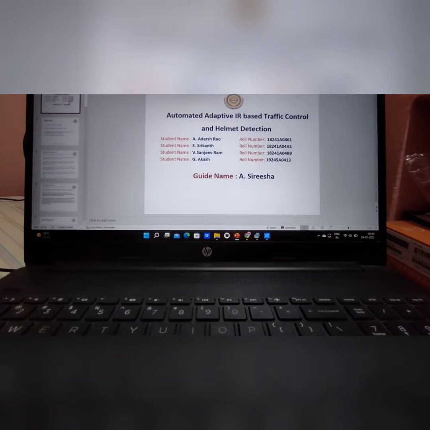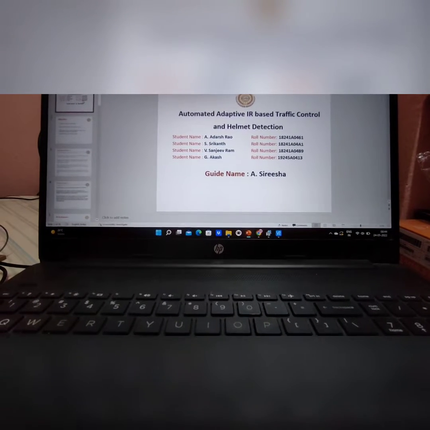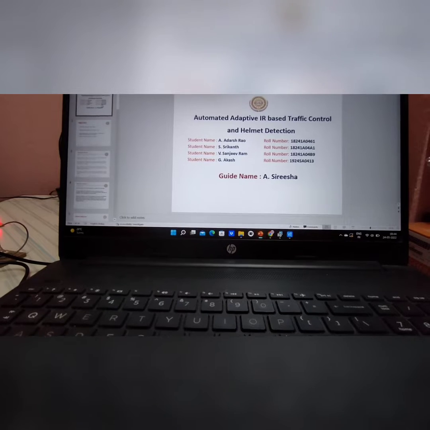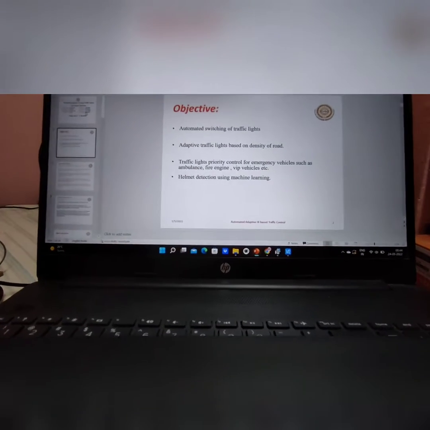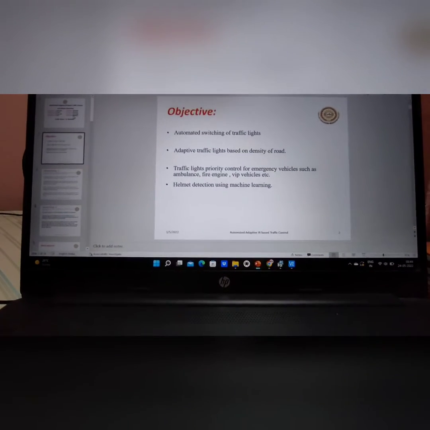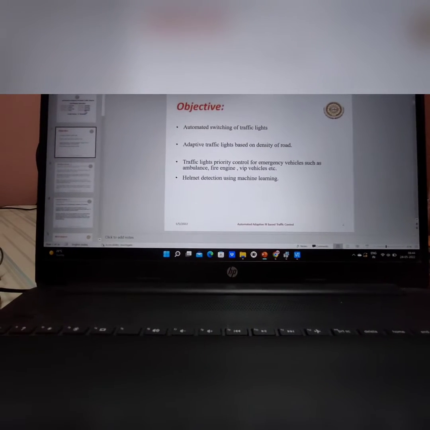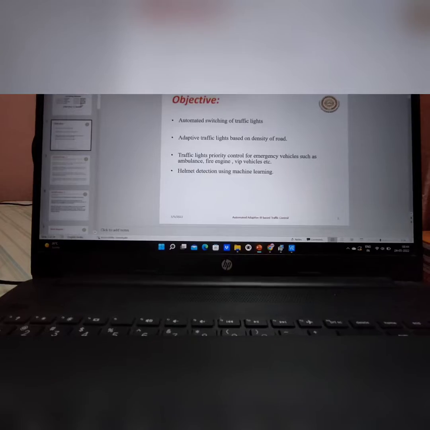We are working on the project automated adaptive IR based traffic control and helmet detection under the guidance of A. Sirisha ma'am. Our project objective is automated switching of traffic lights, adaptive traffic lights based on the density of the road traffic, traffic lights priority control for emergency vehicles, and helmet detection using machine learning.